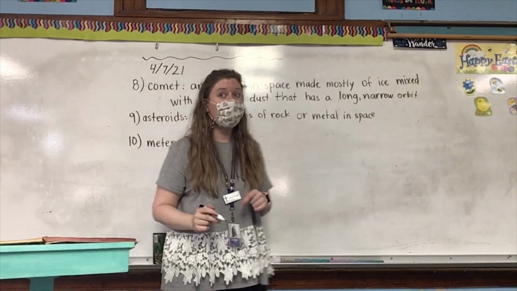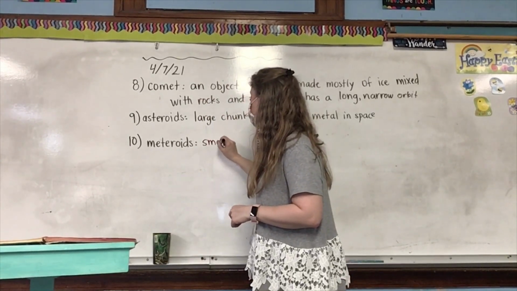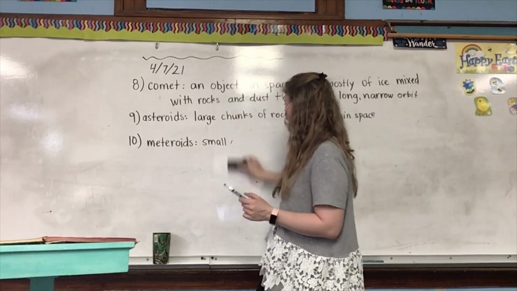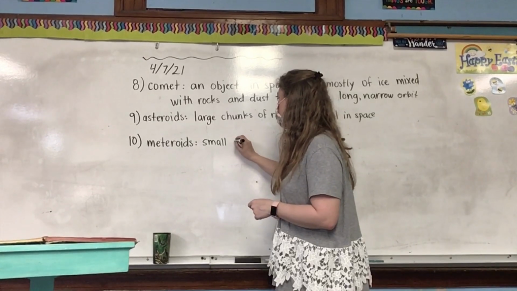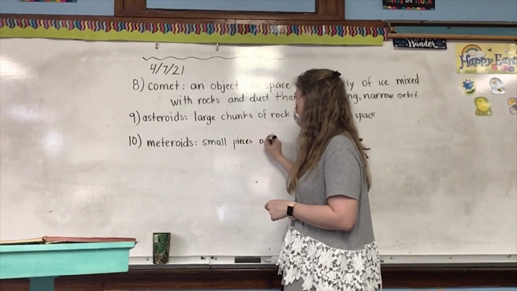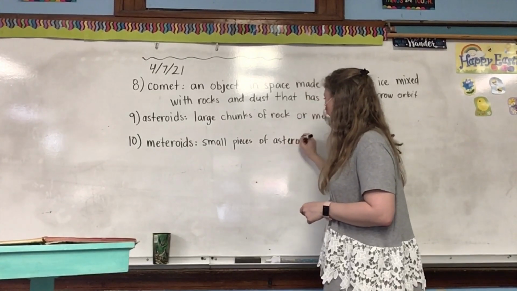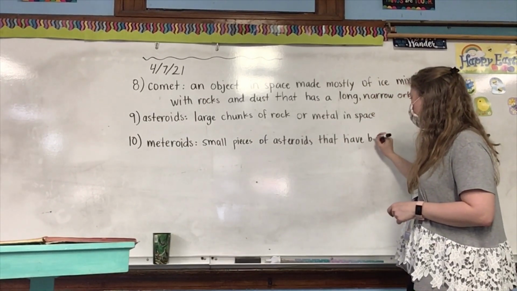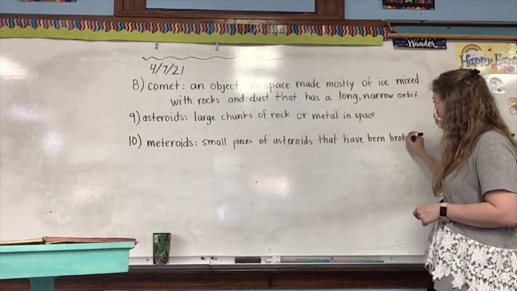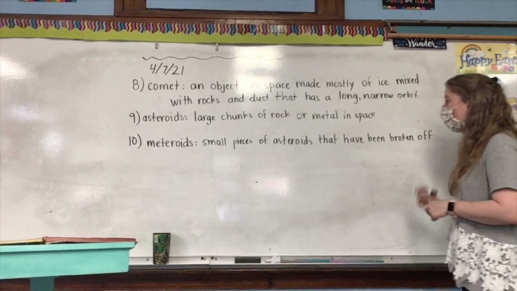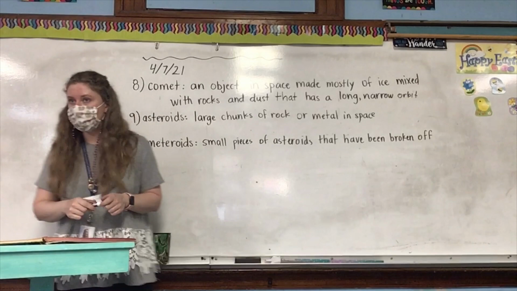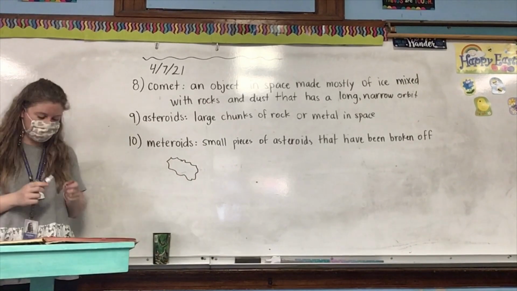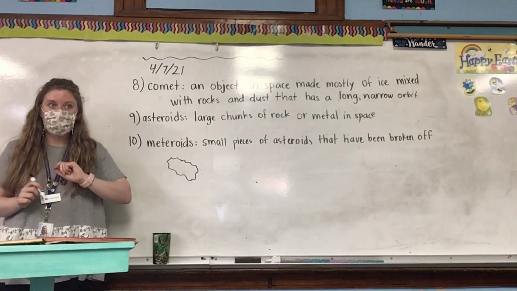And meteoroids are small pieces. No, we're going to call it small pieces, not chunks. Small pieces of asteroids that have been broken off. So meteoroids are not asteroids. An asteroid is this big chunk of rock or metal in orbit within the asteroid belt.